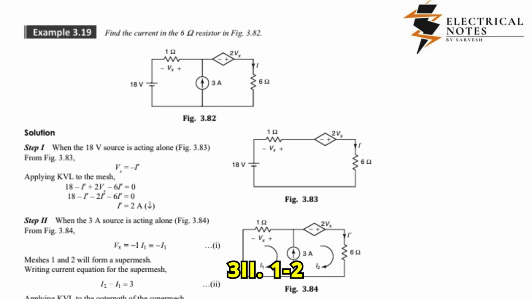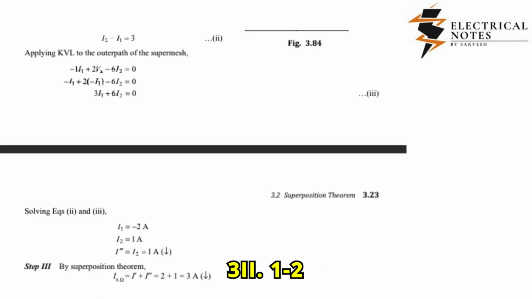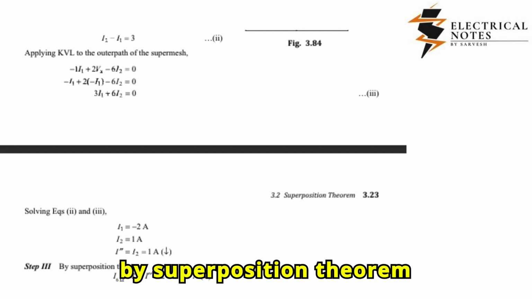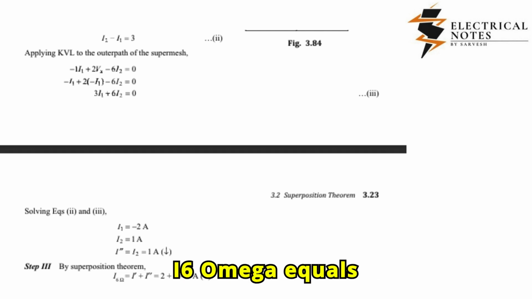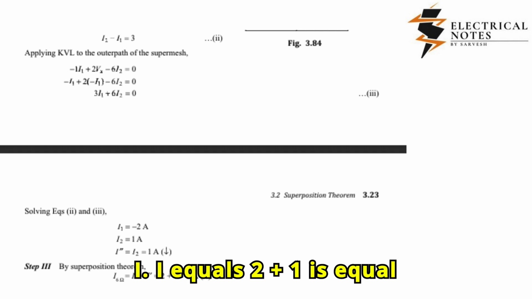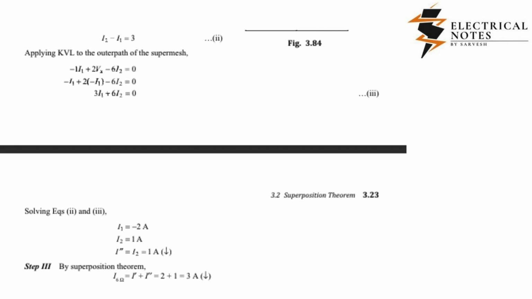Solving equations 2 and 3, I1 equals minus 1A and I2 equals 2A, so I equals 1A. Step 3: by the superposition theorem, I6Ω equals I' plus I'' equals 2 plus 1, which is equal to 3A.